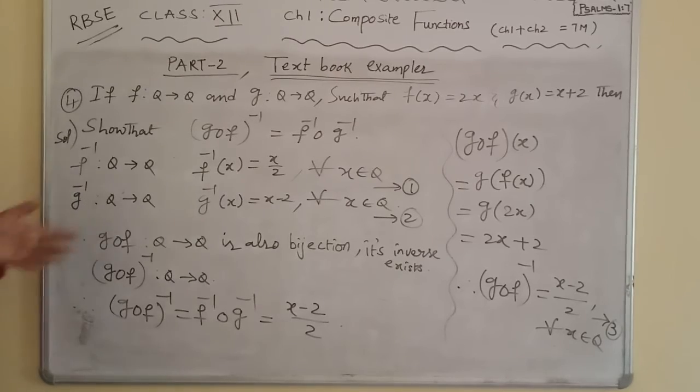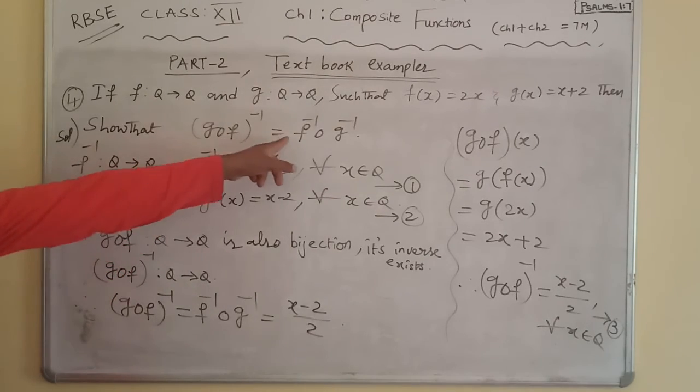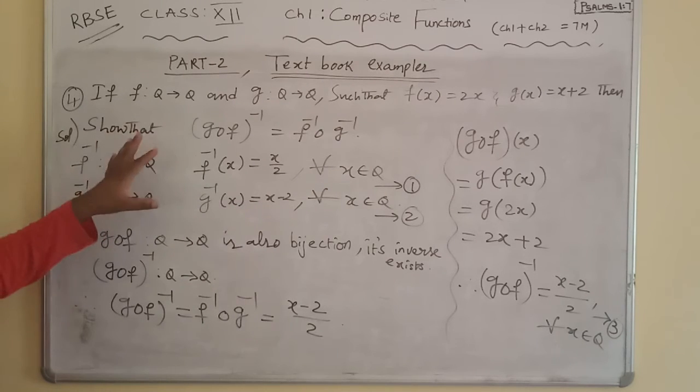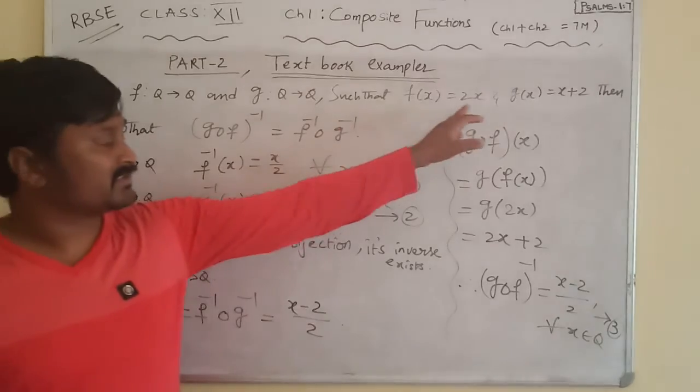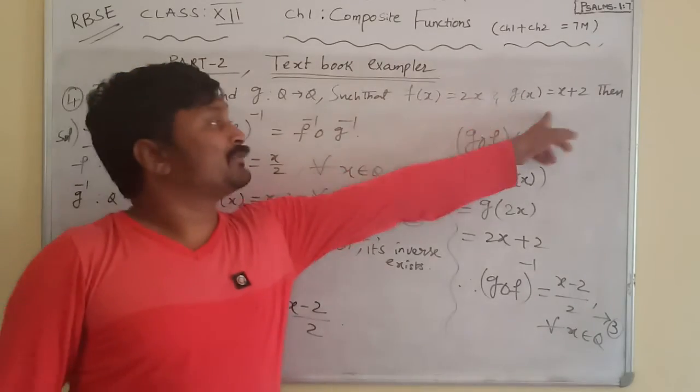So let's revise again what they said, to show that (g∘f)⁻¹ is equal to f⁻¹∘g⁻¹. So now, first, you observed that f(x) is equal to 2x and g(x) is equal to x + 2.